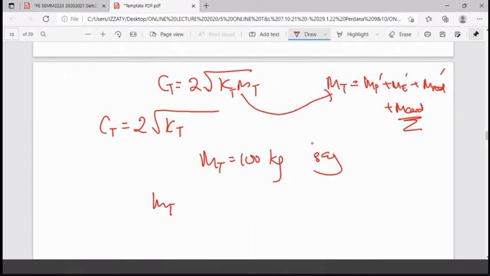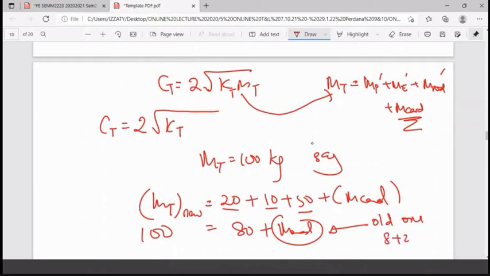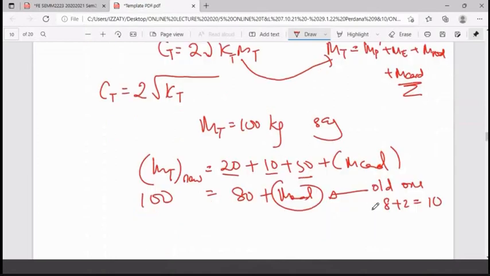MT new is equal to MP, which you calculated as, let's say, 20 just now. ME, you calculated as 10 just now. The M rod, you calculated as 50 just now. And plus this one is M cut. This one now is 100. Cannot change, cannot change, cannot change. This one is 80 plus M cut. But remember the old one has 8 plus 2 equal to 10. Correct, no? Yes or no?